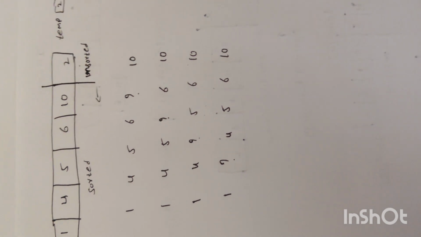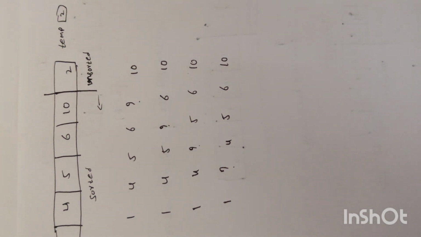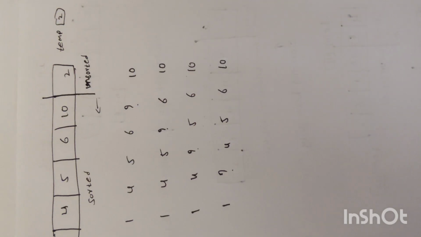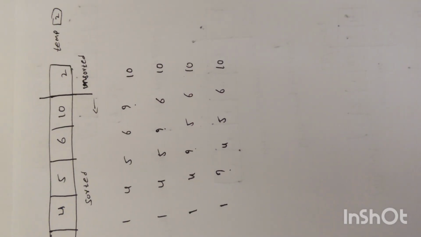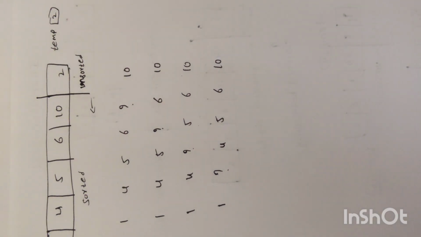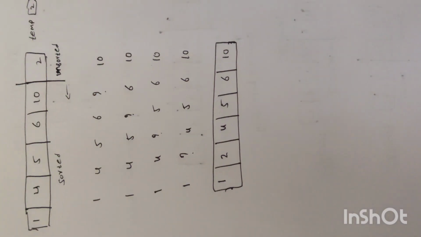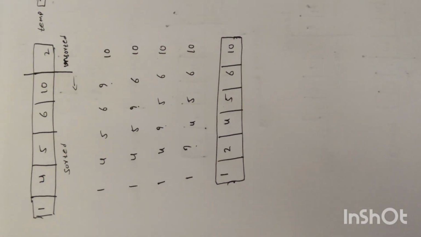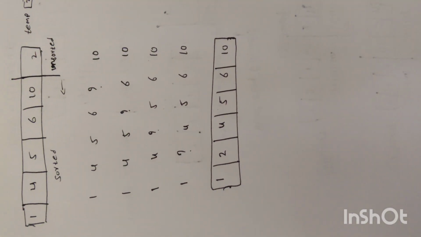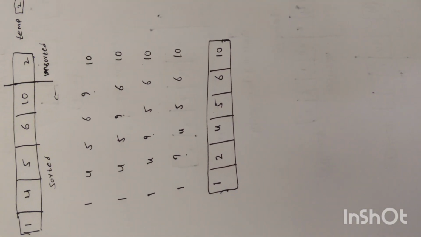Fine. Now next is 1. Now compare with this 1. Is 1 greater than this 2? No. Then no right shift would be there. We simply insert this 2 here. And this is now our sorted array. You can see 1, 2, 4, 5, 6, and 10.